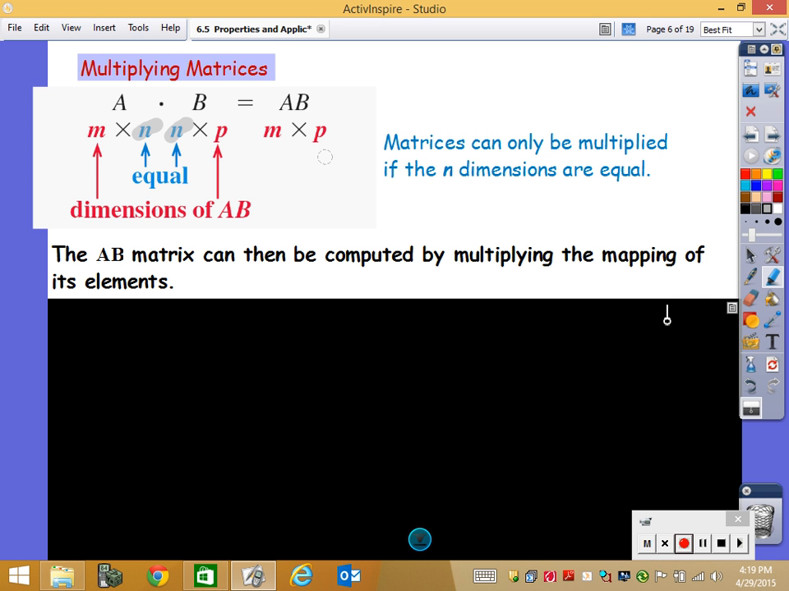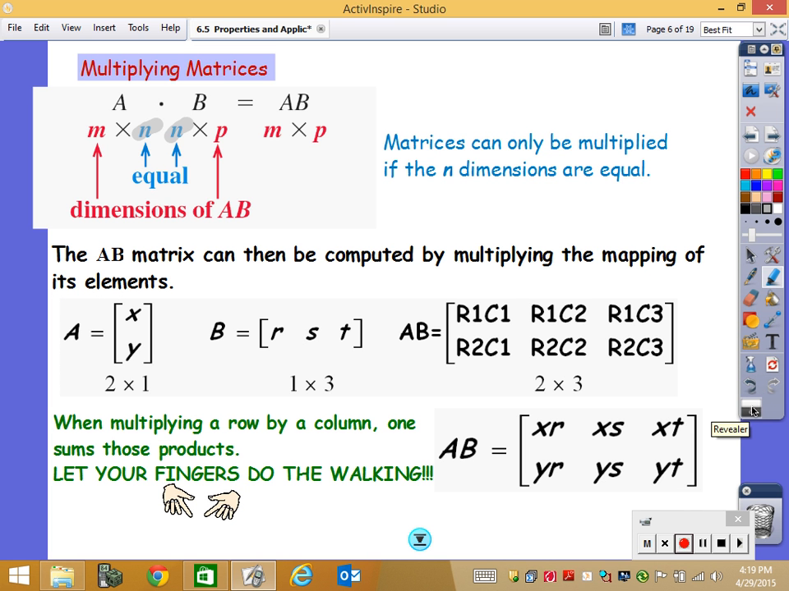If we make a mapping of the elements, we know which rows and which columns to multiply by each other. Let me give you an example. Let's say simply matrix A is a 2 by 1, X, Y. Matrix B is a 1 by 3, R, S, T. So first check. Do your columns match your rows? Yes. So my resulting matrix should then be rows by columns, a 2 by 3.